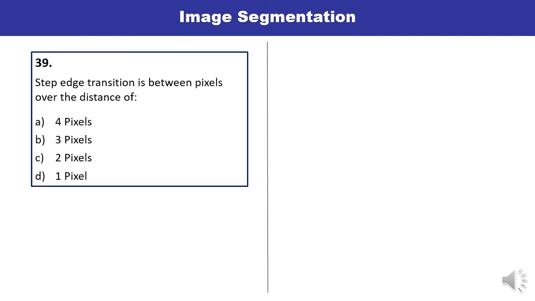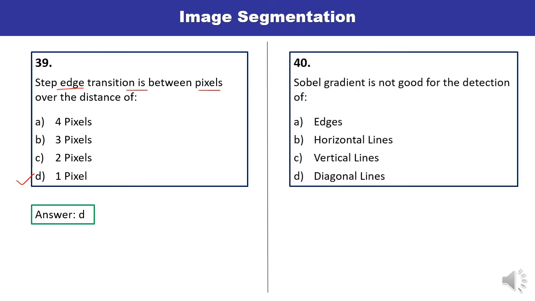Next question is, step edge transition is between pixels over the distance of how many pixels? 4, 3, 2 or 1. So step edge transition is between 1 pixel. Answer is D. Correct one. Question number 40 is, Sobel gradient is not good for the detection of. Means this gradient is not good for the detection of. Pick the correct answer. Edges, horizontal line, vertical lines or diagonal. So it is not good for the detection of diagonal lines. Answer is D.